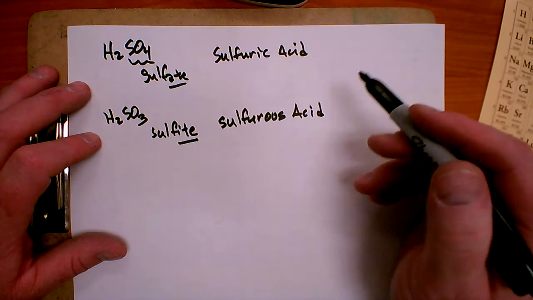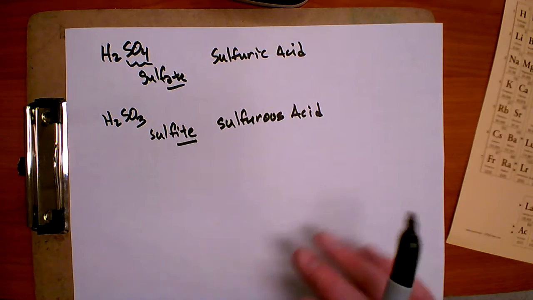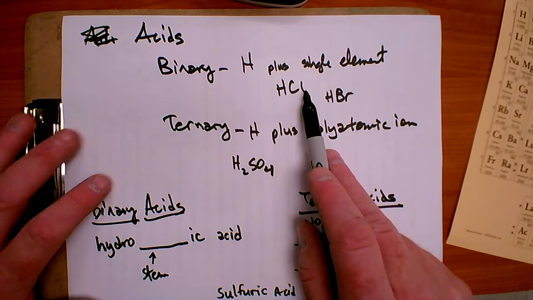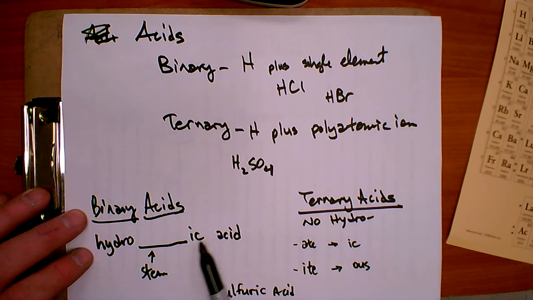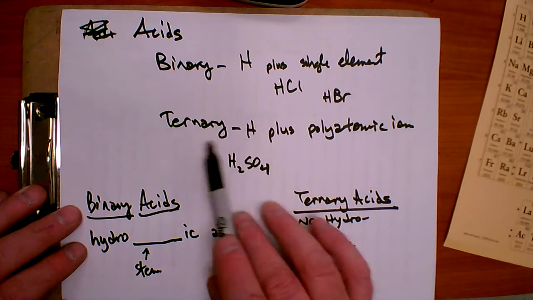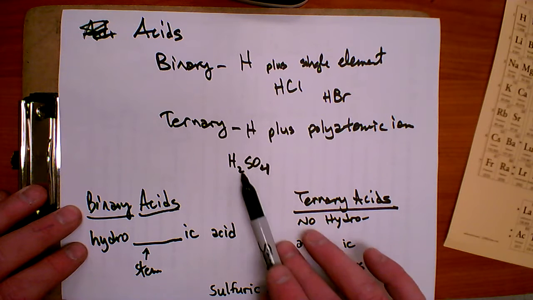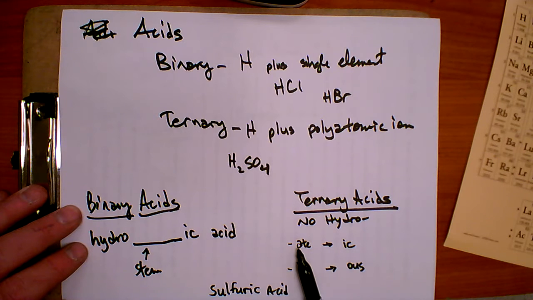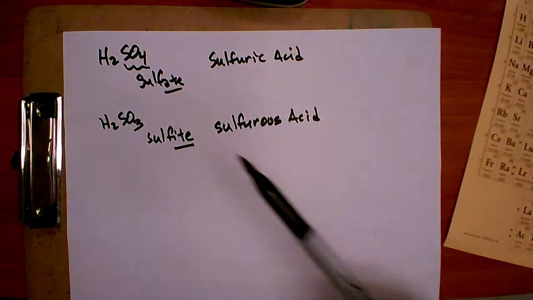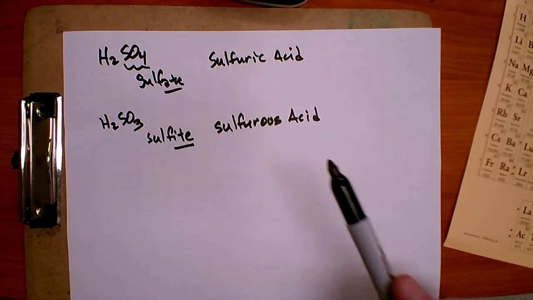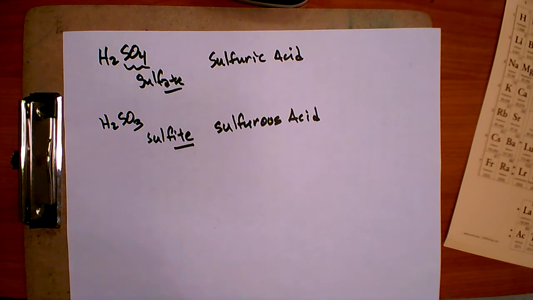Okay? So the key is, if it's a binary acid, meaning it's just H plus a single element, so there's just two elements here, hydrogen plus one, then it's going to be hydro, whatever the stem is, ic acid: hydrochloric, hydrobromic, hydroiodic, whatever. If it is a ternary, hydrogen plus a polyatomic, I look at the polyatomic ion. If there's no hydro for ternary, if my polyatomic ends in ate, it becomes an ic acid. If it ends in ite, it becomes an ous acid. So sulfate becomes sulfuric acid. Sulfite becomes sulfurous acid. Now let's look at some examples.